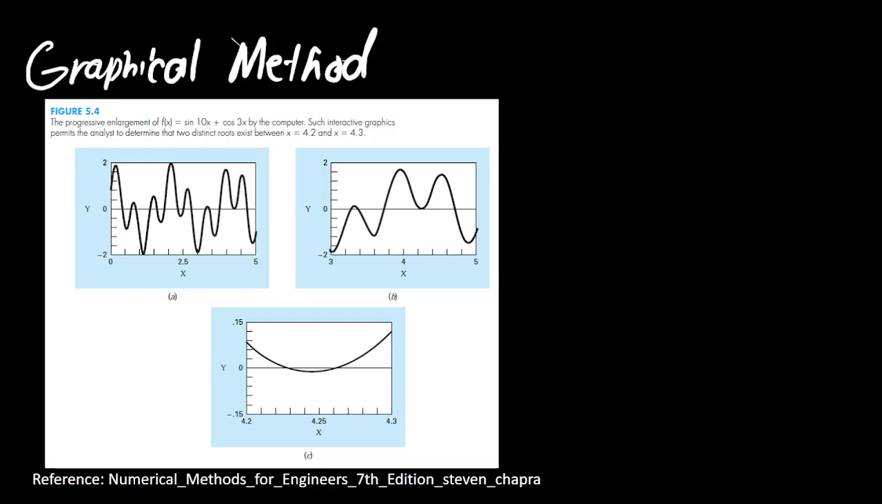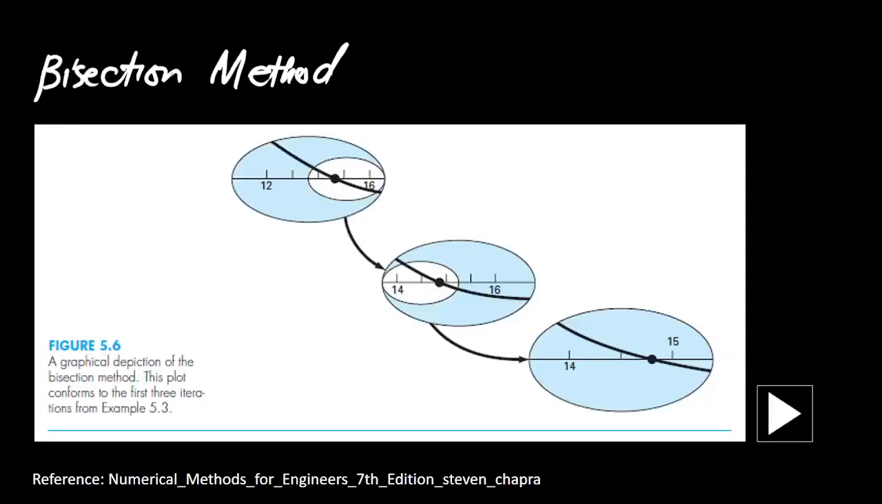So yeah, that is the graphical method. So let's proceed with the bisection method. It's different from the graphical method, because there we are just looking at the graph. Here in the bisection method, we are trying to calculate to find the root.